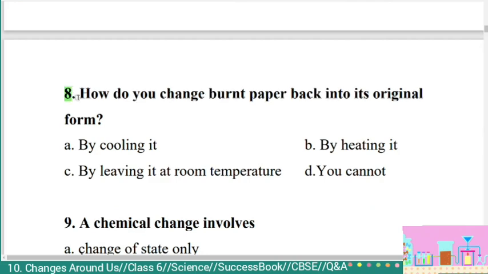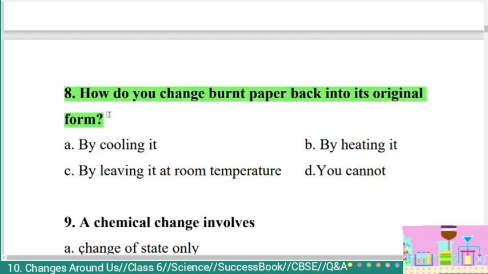Eighth question, how do you change burnt paper back into its original form? Option A, by cooling it. B, by heating it. C, by leaving it at room temperature. D, you cannot. Here the correct answer is option D, you cannot. How do you change burnt paper back into its original form? You cannot change it.